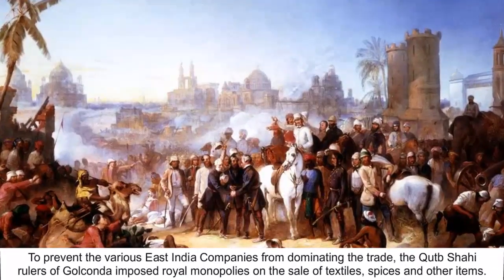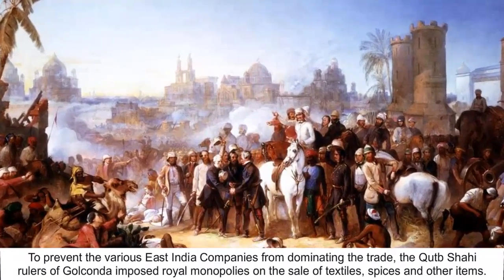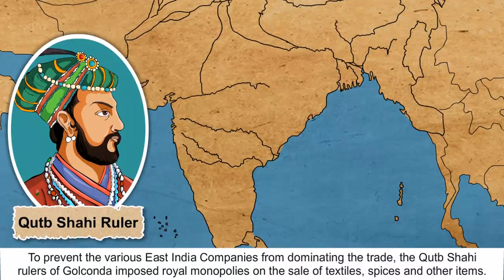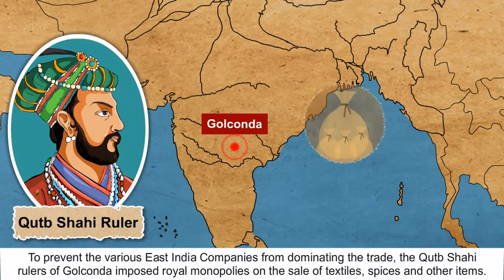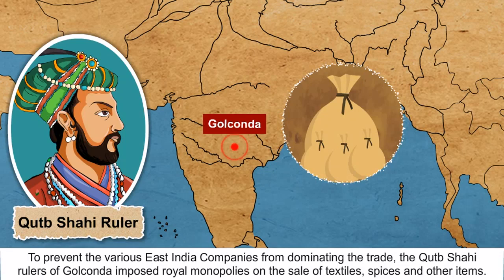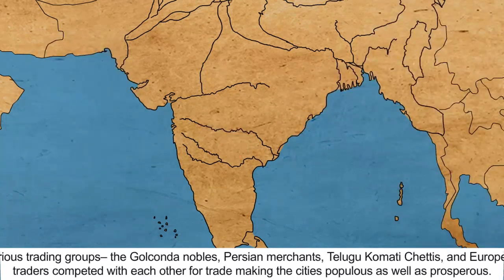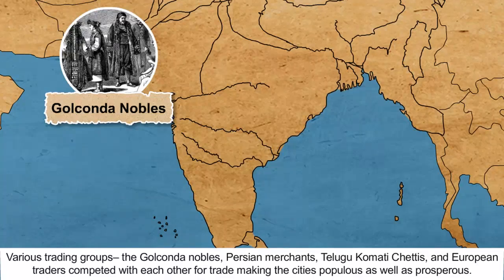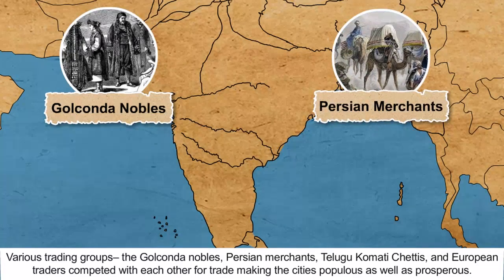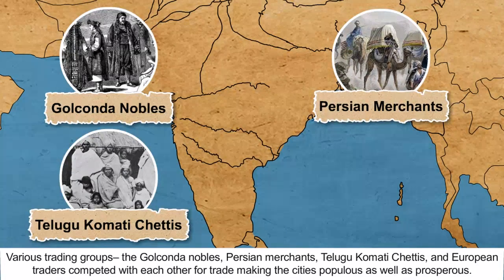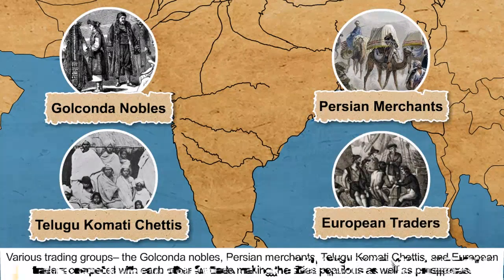To prevent the various East India Companies from dominating the trade, the Qutub Shahi rulers of Golconda imposed royal monopolies on the sale of textiles, spices, and other items. Various trading groups, the Golconda nobles, Persian merchants, Telugu Komati Chettis, and European traders competed with each other for trade, making the cities populous as well as prosperous.